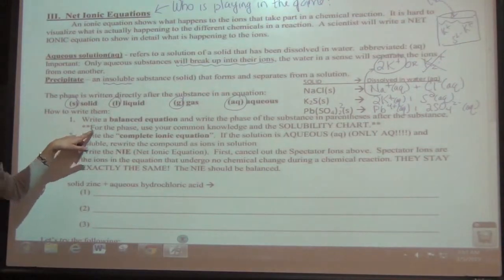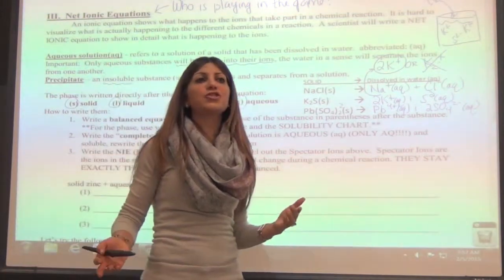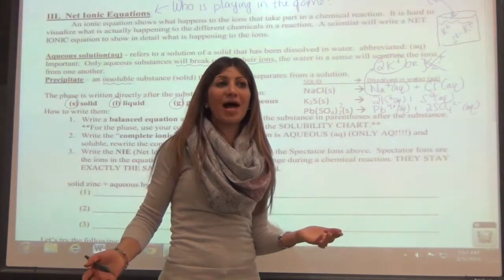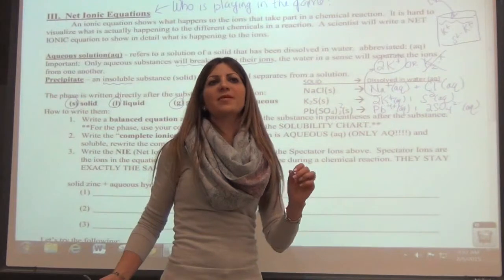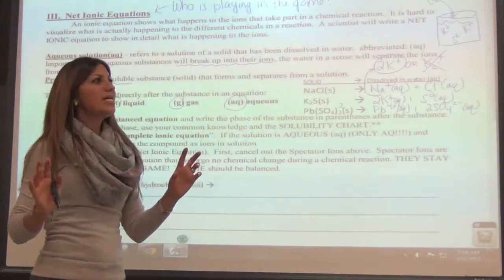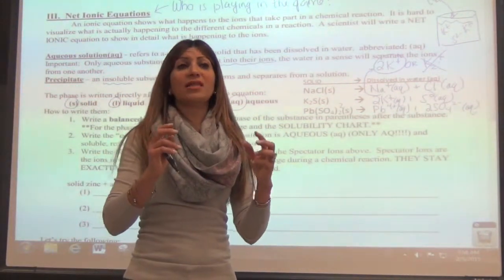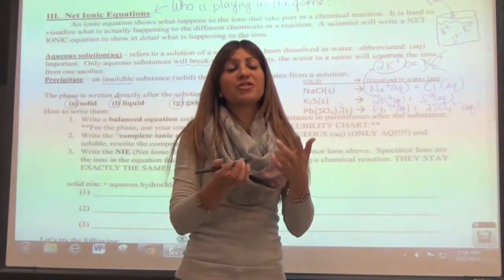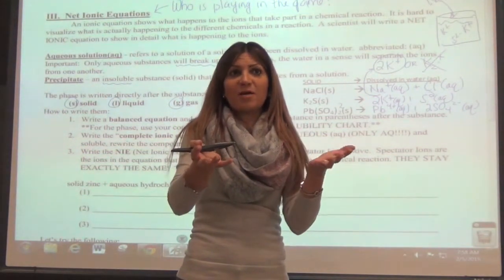So it says for the phase, use your common knowledge and the solubility chart. What I mean by that is, for example, what phase does H2 exist in? Hydrogen. Say it. Gas. What about oxygen? O2. Gas. What about nitrogen? Gas. But if you had something like silver, you would assume that silver is solid. Perfect. Okay? Any of the metals on the periodic table in nature will exist in the solid phase unless they came as an ionic compound and they're dissolved in the water. So if you had AgCl, then yes, it will break up into its ions, Ag plus and Cl minus.